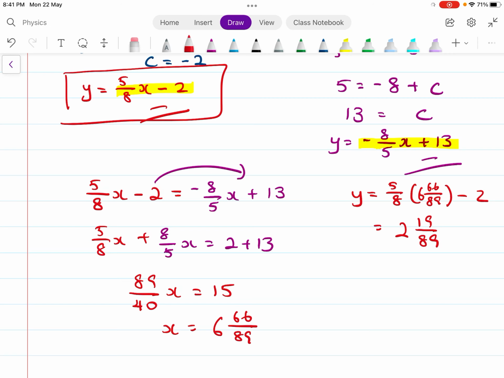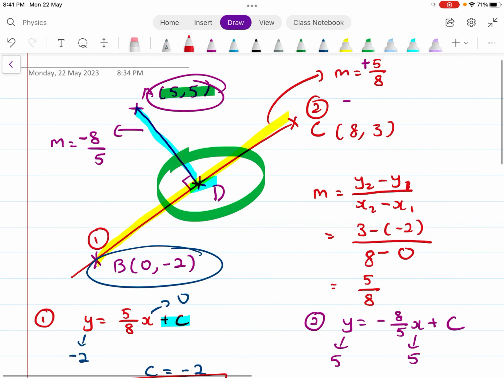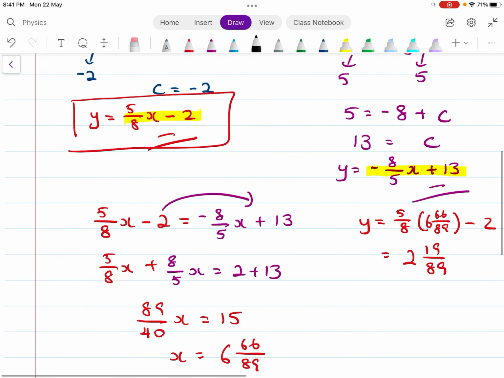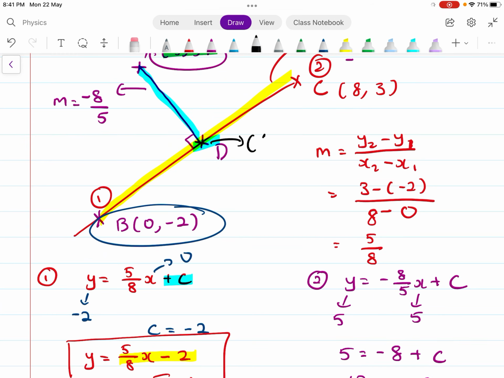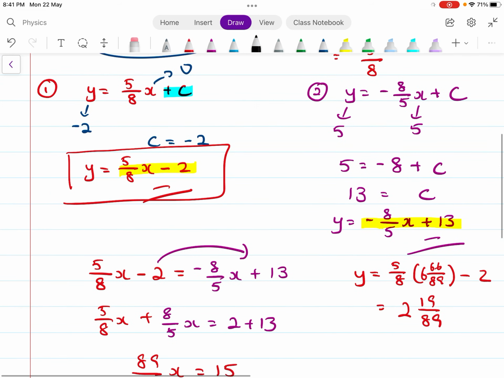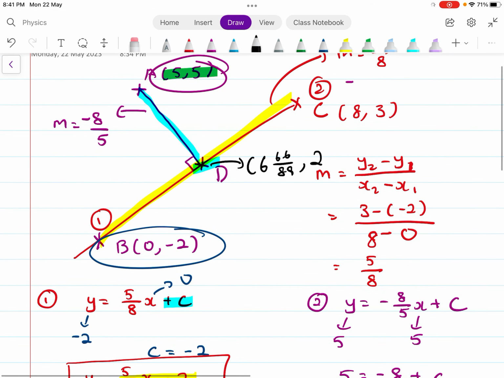So the coordinate of D will be 600 over 89, comma, 219 over 89. Alright, so that's how you do this question.